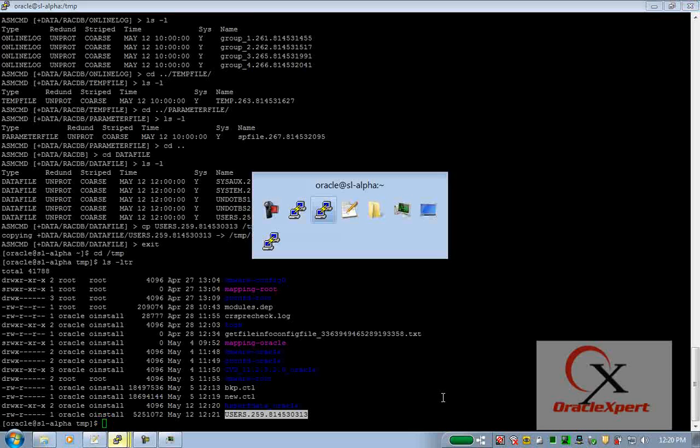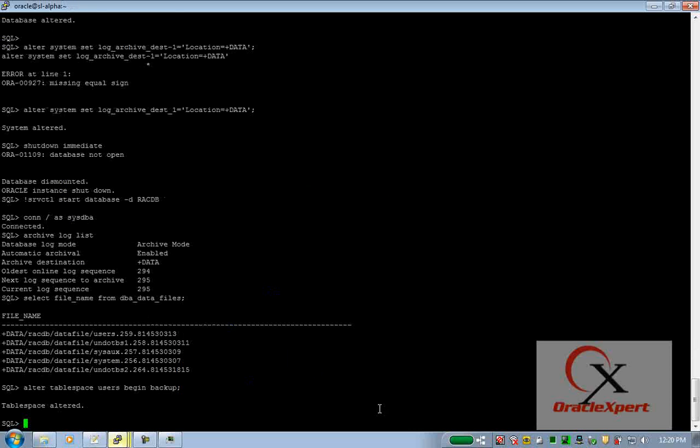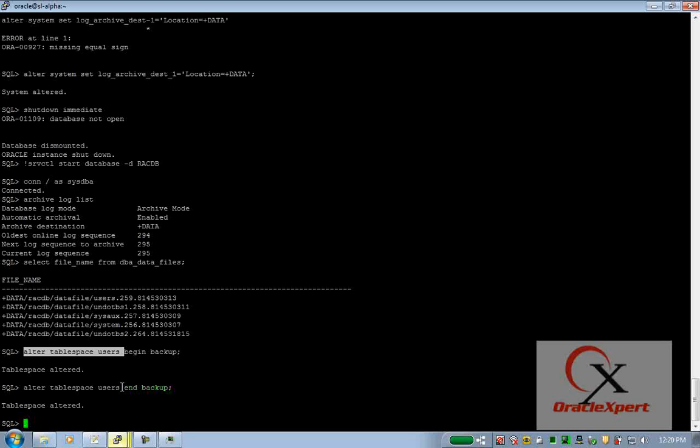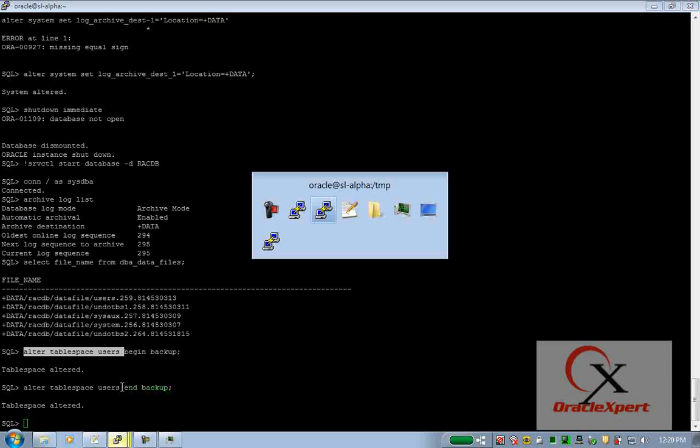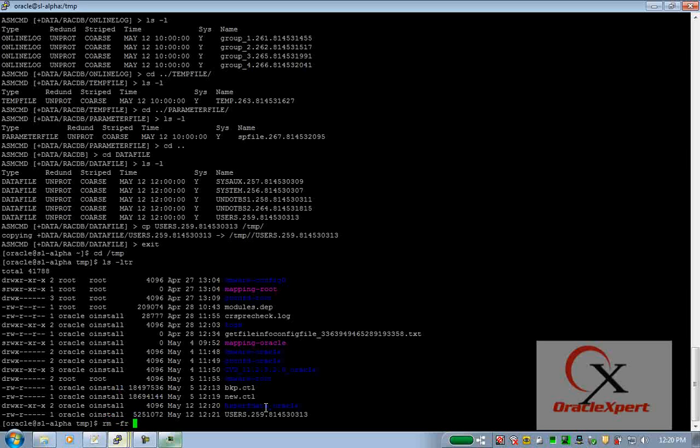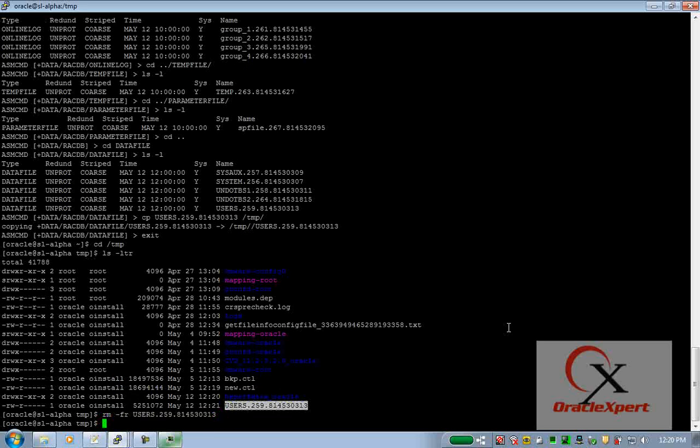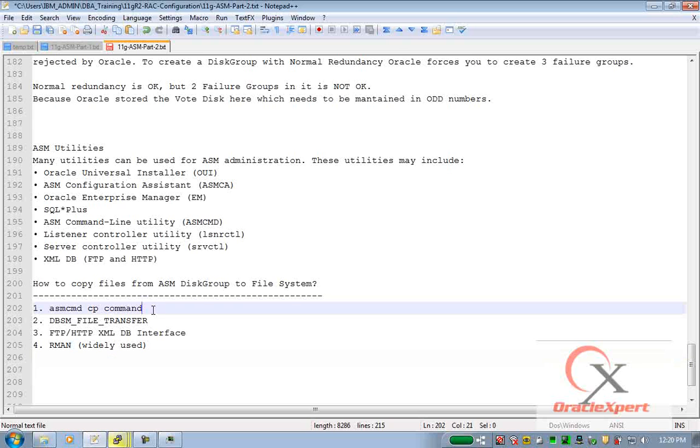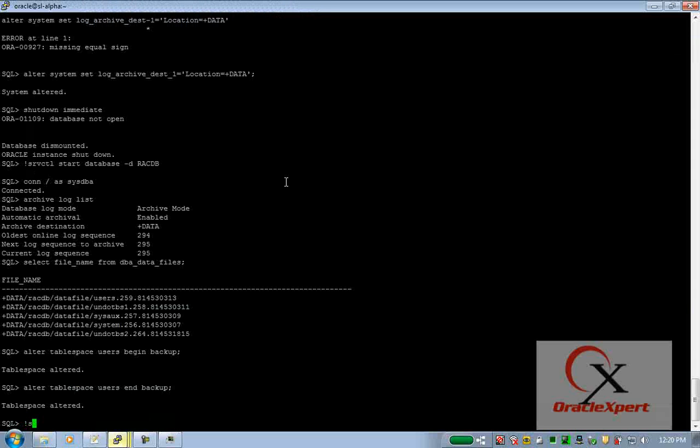After which I must come back to the database and say alter tablespace users end backup. Anyways, the file copy is done. I am going to remove it. So that was the ASMCMD copy command. Next is DBMS_FILE_TRANSFER. So I am on my database instance.